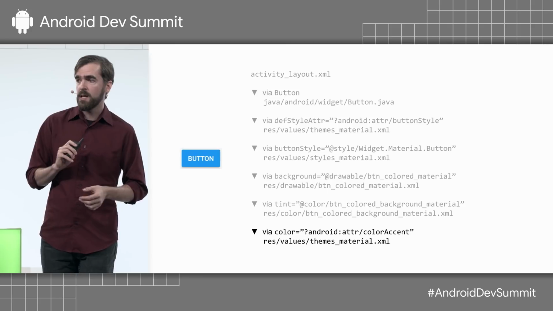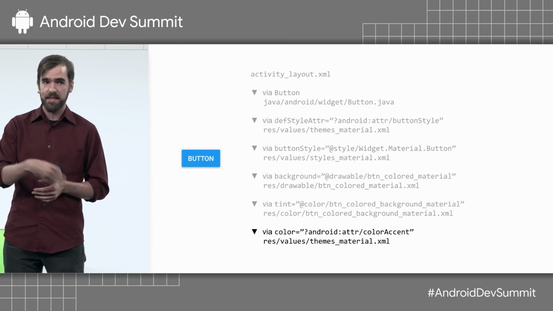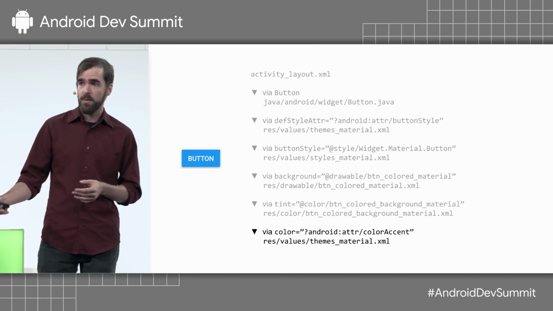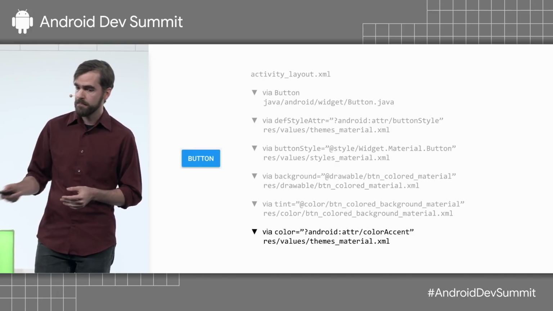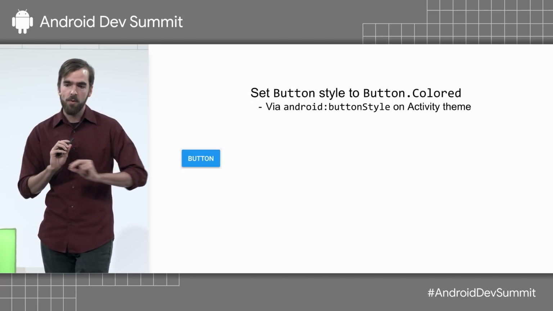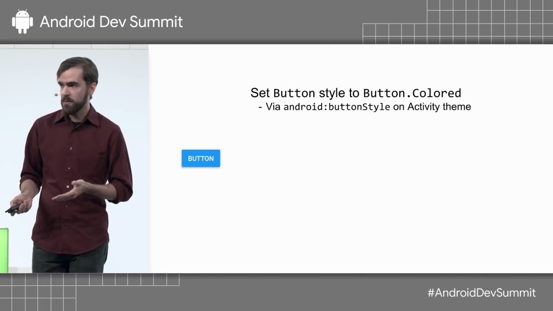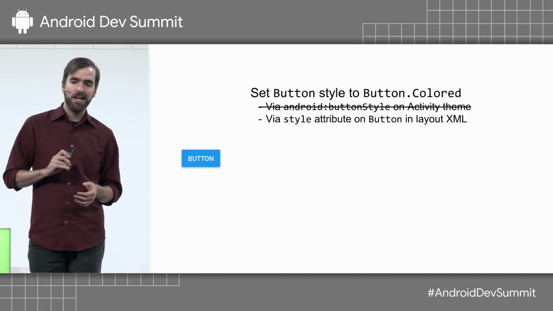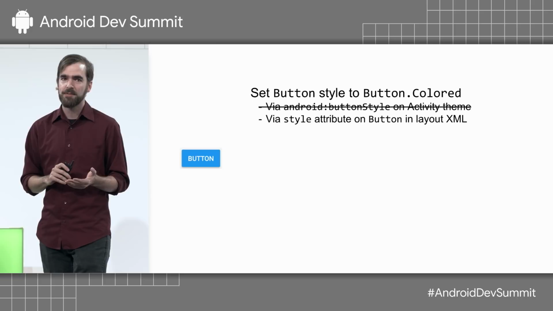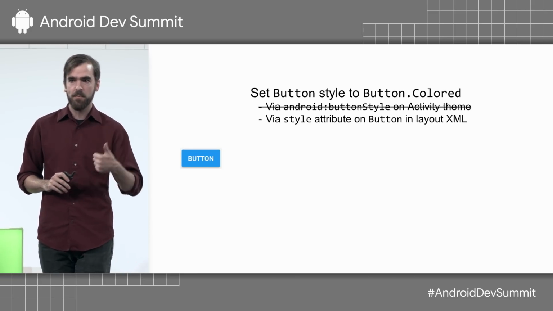We can also change our color accent, which is what gets loaded by the colored button style. So if we set that in our theme, that gets used everywhere. We'll see that color everywhere. But what we want to do is one button. So what would happen if we set button style on our activity theme? We would see colored buttons everywhere. We don't want to do that. What would happen if we set it in the style attribute on our button in XML? We would see it only on that single button, which is what we want.